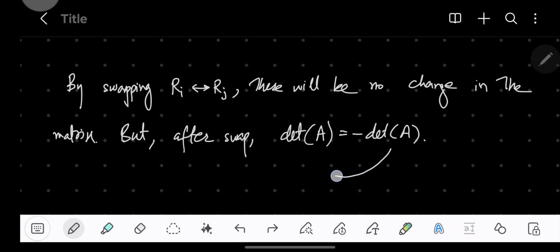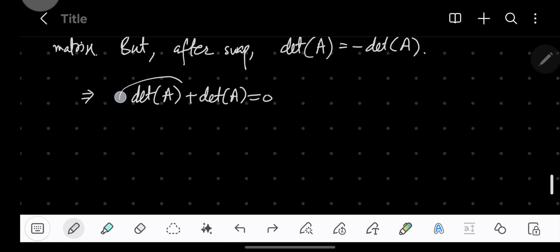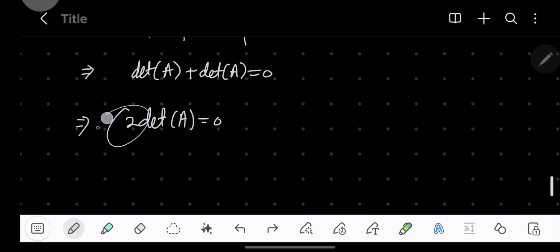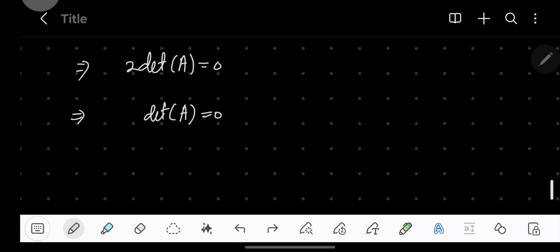If we take this term to this side, because it is negative, it will become plus, and here I will get 0 because I have taken everything to the left-hand side. So I got determinant of A plus determinant of A equals 0. If I add these two, I get 2 times the determinant of A equals 0. Since 2 is not 0, the determinant of A is 0, hence it is proved. This is what we had to prove.